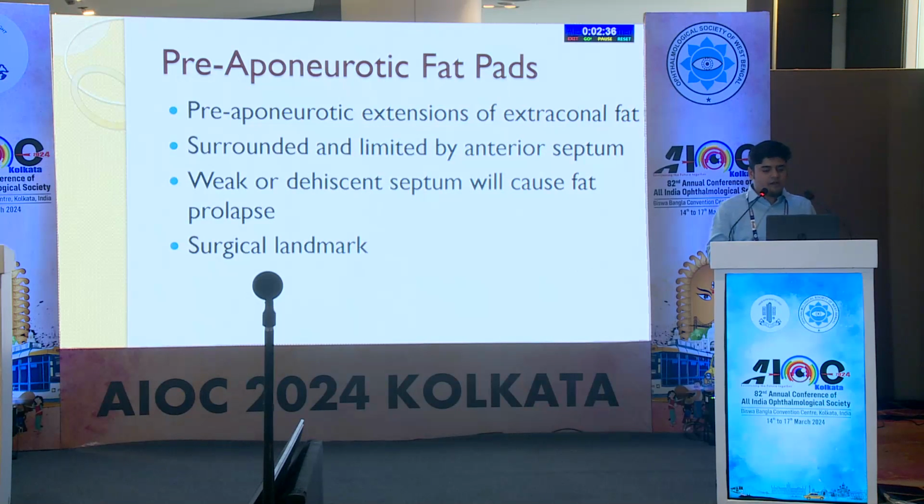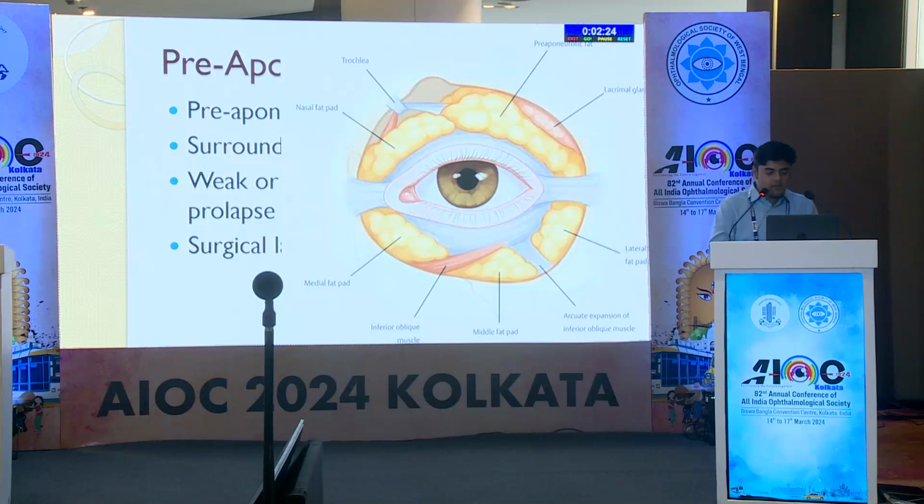Now, pre-aponeurotic fat pads are extensions of the extraconal fat, limited by the anterior septum. Thus, any weak or dehiscent septum, as might happen in trauma or old age, will cause fat prolapse, and it is a surgical landmark. The upper lid pre-aponeurotic fat has the central fat pad and the nasal fat pad.